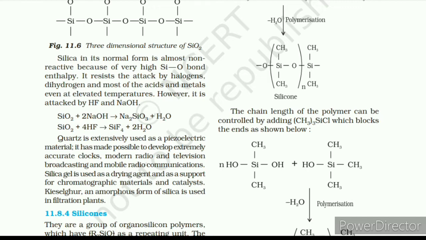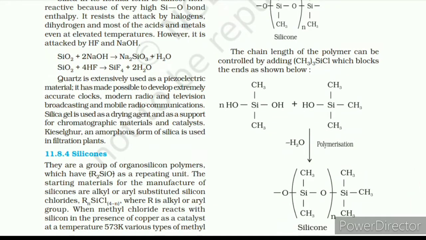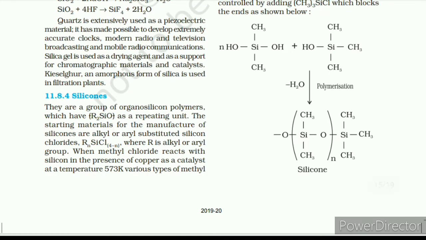11.8.4 Silicones. There is a group of organosilicon polymers which have R2SiO as a repeating unit. The starting materials for the manufacture of silicones are alkyl or aryl substituted silicon chlorides, where R is an alkyl or aryl group. When methyl chloride reacts with silicon in the presence of copper as a catalyst at a temperature of 573 Kelvin, various types of methyl substituted chlorosilanes of formula MeSiCl3, Me2SiCl2, Me3SiCl with a small amount of Me4Si are formed.